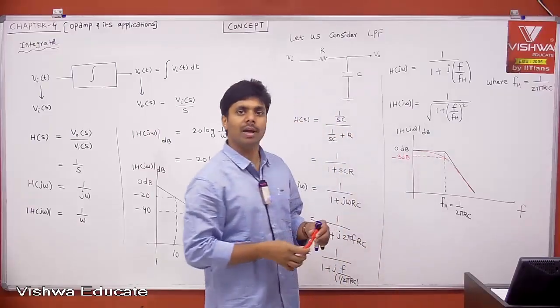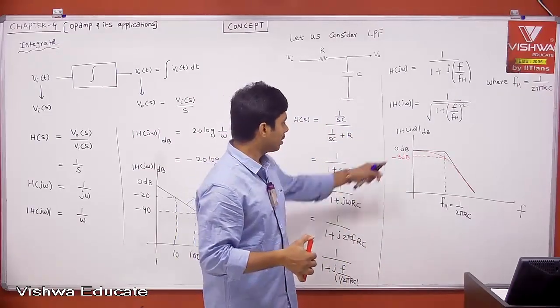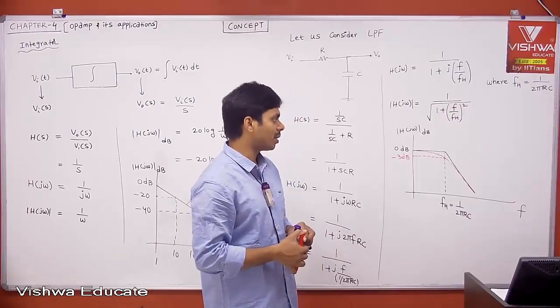What is 1 by root 2? Minus 3 dB, right? 20 log 1 by root 2 is minus 3 dB. Therefore, that is what is the minus 3 dB point or half power point, whatever it may be.